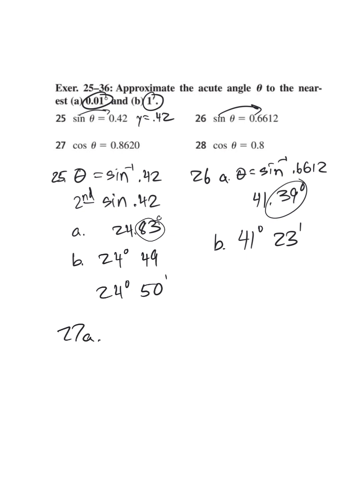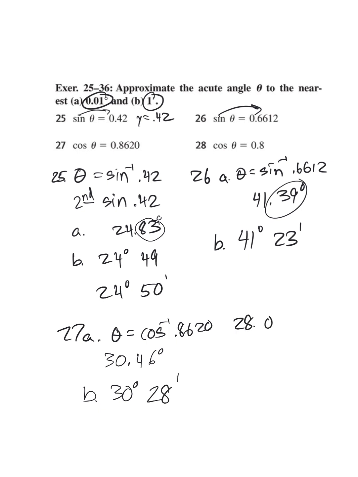27a, theta is the arc cosine of 0.8620. So the arc cosine of 0.8620 in degree mode is 30.46 degrees. And so we take 0.46 times 60, that's 27.6. So we're at 30 degrees and 28 minutes.